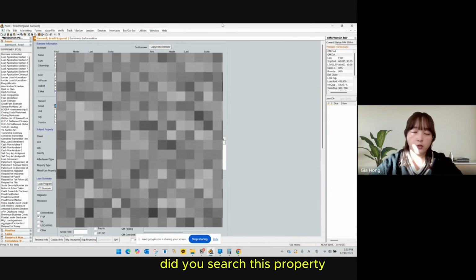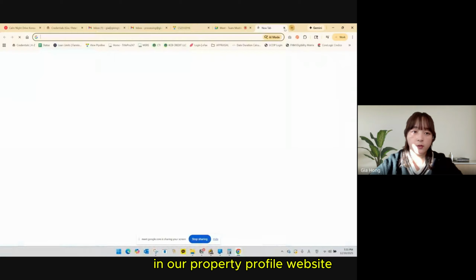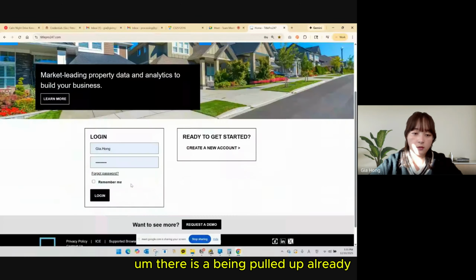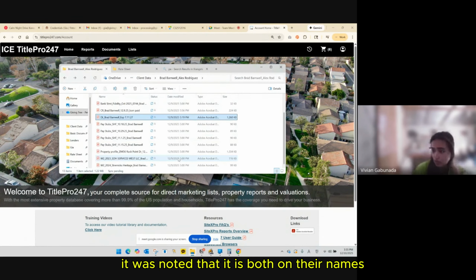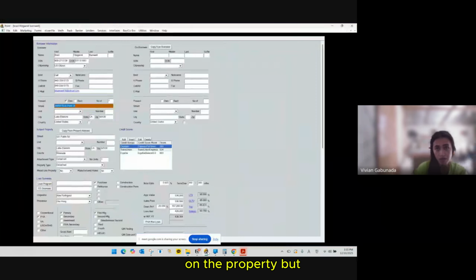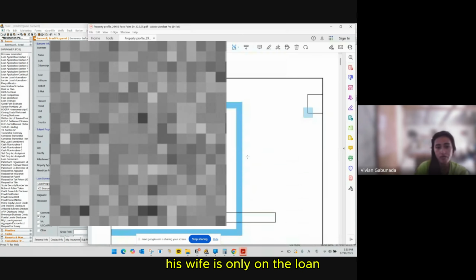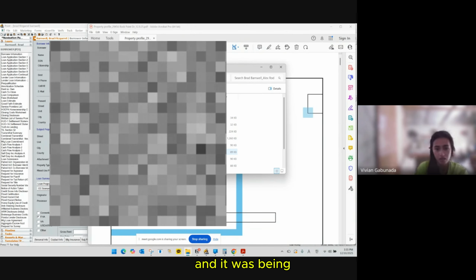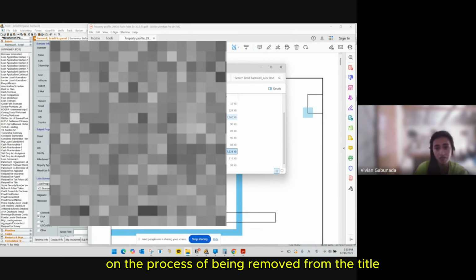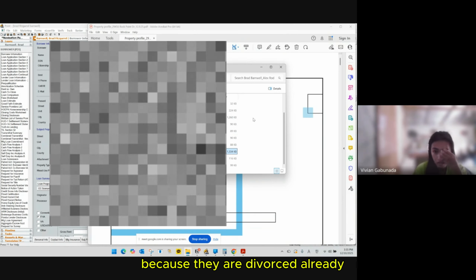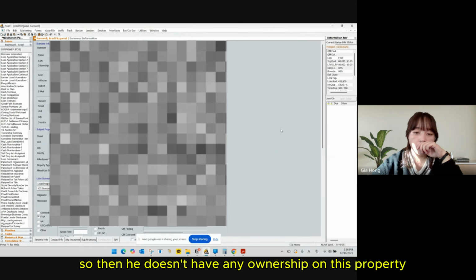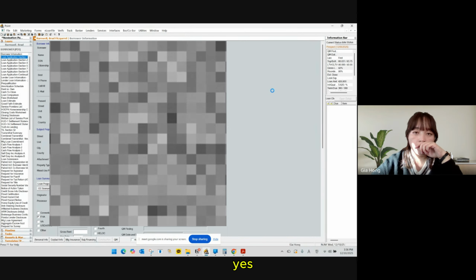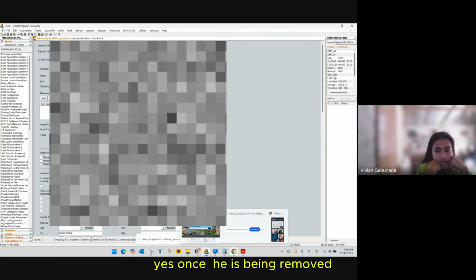Did you search this current property in our property profile website? It was pulled up already. However, the scenario noted that both are on the title of the property, but his wife is only on the loan, and she is in the process of being removed from the title because they are divorced already. I see. So then he doesn't have any ownership on this property anymore? Yes, once he is removed.